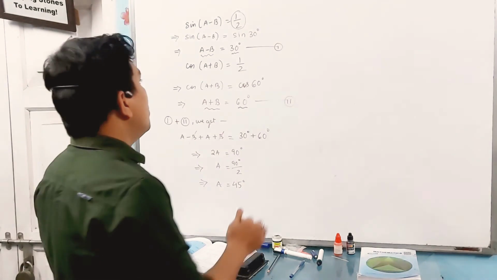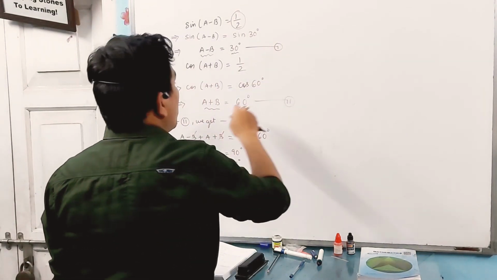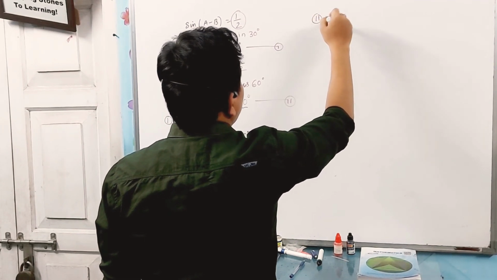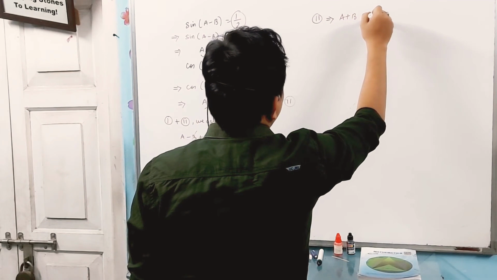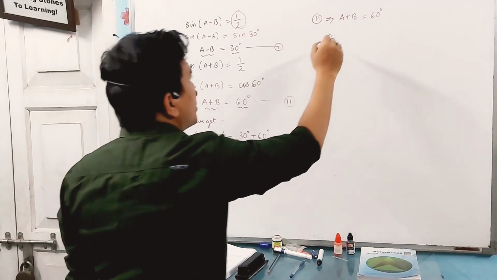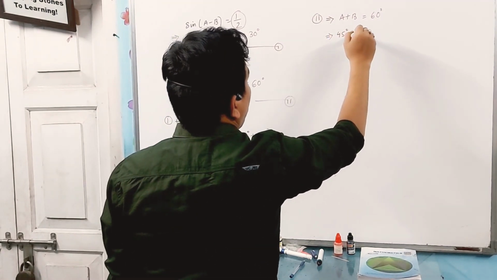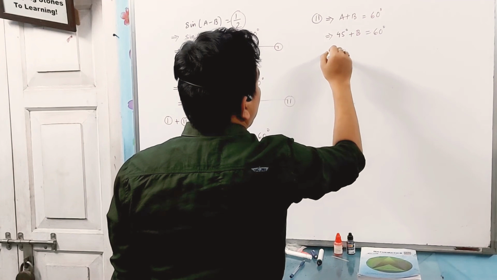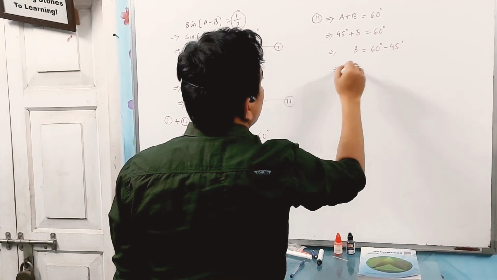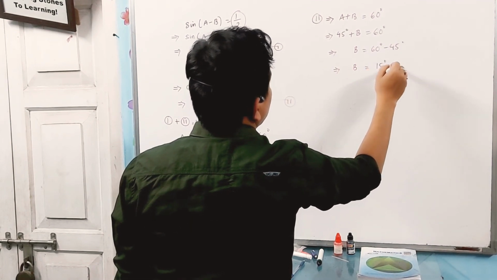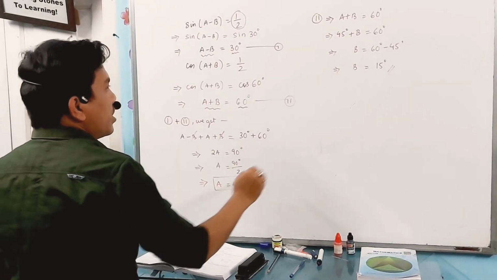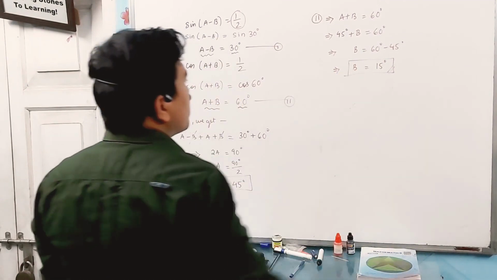Now we'll put the value of A in equation 2. In equation 2 we have A plus B equal to 60 degree. Put the value of A, which we got as 45 degree. So B will be equal to 60 degree minus 45 degree, that is B equal to 15 degree. So we got the value of A and B. Therefore angle A equal to 45 degree, angle B equal to 15 degree.